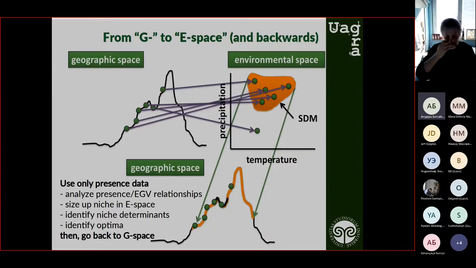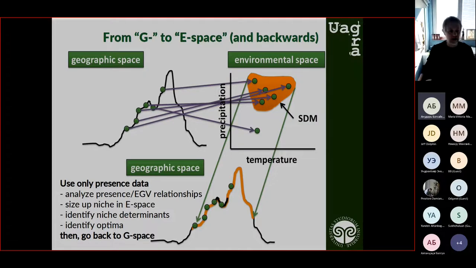So the modern way of making a distribution map works with any kind of tool you will use, and MaxEnt is not an exception, exactly as you can see in this slide. You start in the geographical space, you move to do measurements in the environmental space, in the niche space, you make your measurement, and with your measurement at hand, you go back to geographical space and apply your measurement.